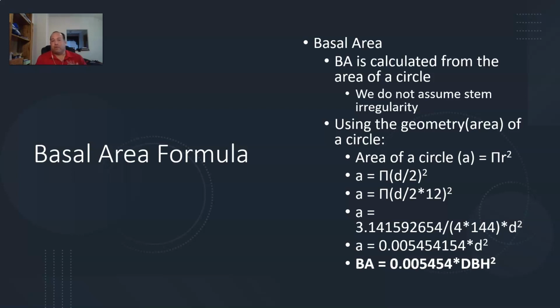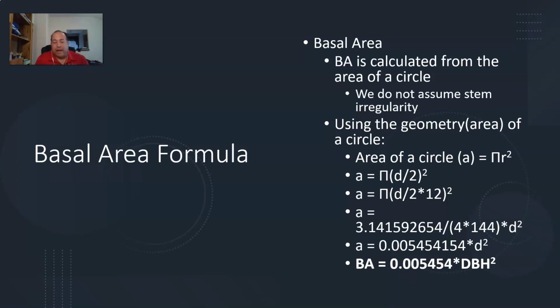Basal area equals 0.005454 times DBH squared. Now this is a number that, as a forester, as a person working in the outdoors, you just need to know and have memorized. Do you need to know how to go from a circle to there? Not really. That's what I was here for, to tell you that.